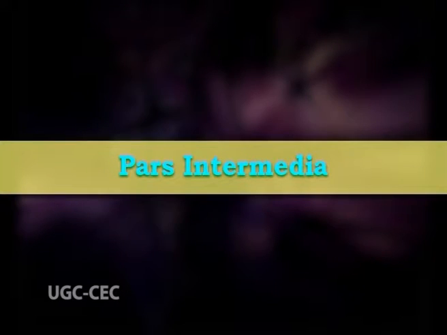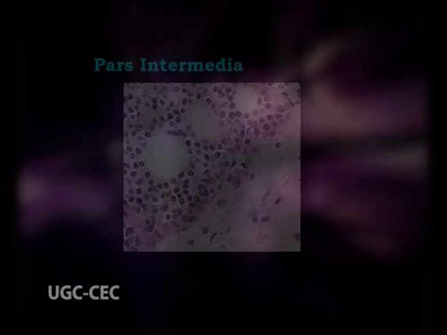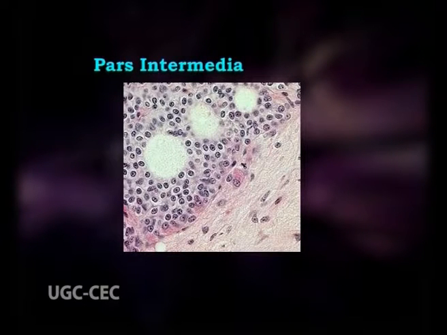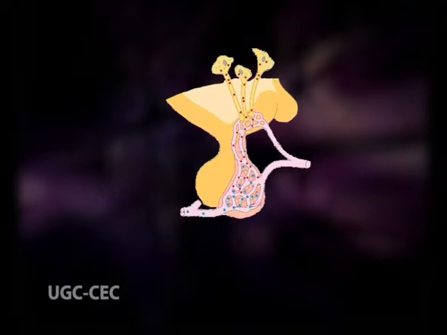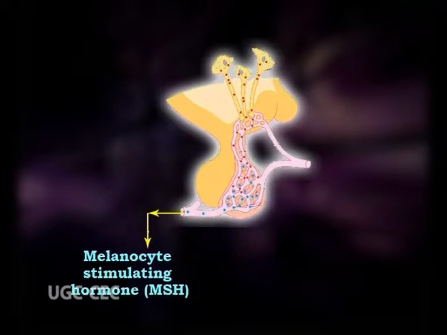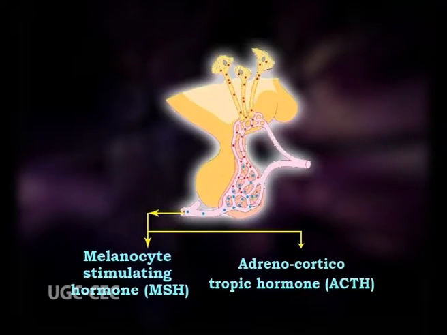Second part is pars intermedia. In this layer, colloid filled vesicles are present. Beta cells, other secretory cells and chromophobe cells are present. Some cells of the pars intermedia produce the melanocyte stimulating hormone, that is MSH, which causes increased pigmentation of the skin. Endorphin cells produce adrenocorticotropic hormone, that is ACTH.